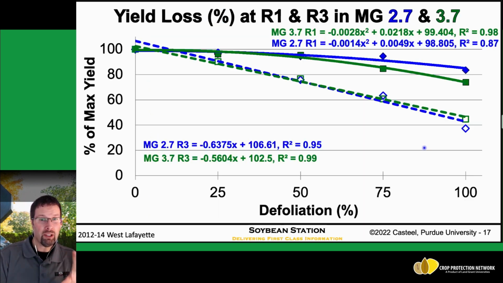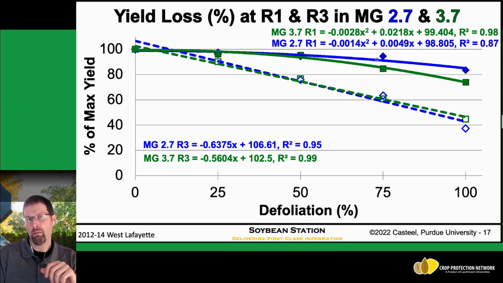Yield, I've got them separated right now in this graph, but later you'll notice that I've combined them because the maturity group 2.7 in blue really didn't behave any different than the 3.7. You might say there's a slight difference with this greater defoliation, but it's quite minimal. So in other words, we have the solid line at R1 when we had 50% defoliation, or 50% of the leaves taken away, and those recovered within about 2 weeks, if you recall. We're only talking maybe a 5-6% yield hit.